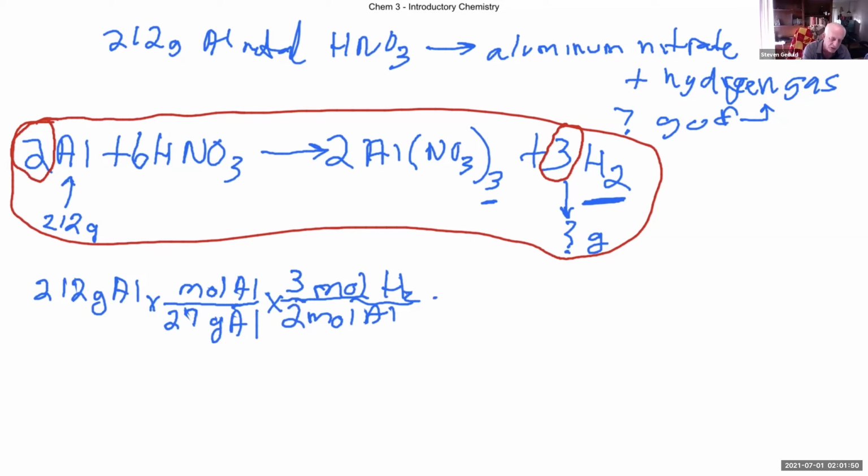Now I got moles of hydrogen, and I want to go to grams. Now hydrogen is H2, so it's going to be 2 grams of hydrogen gas per mole, because it's H2, and every hydrogen is worth 1. I have 2 hydrogens. That gives me grams of hydrogen.